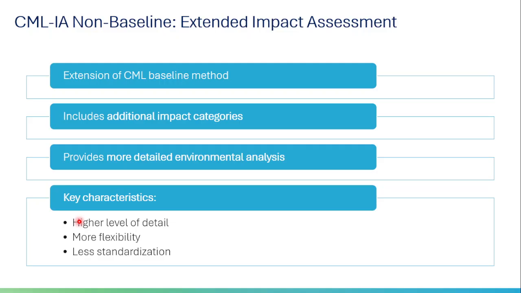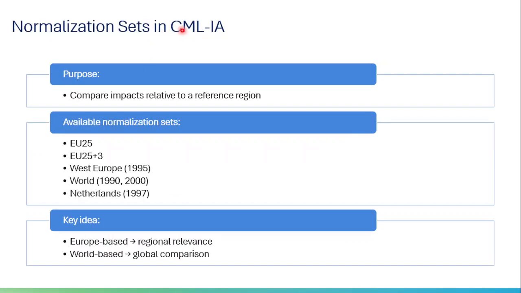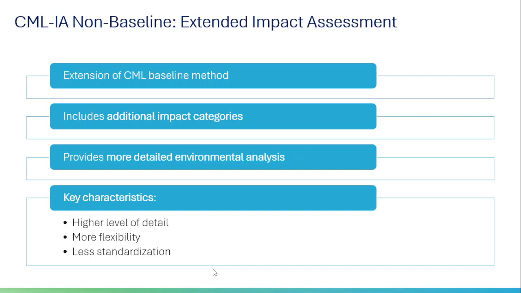The key characteristics of the CML non-baseline are that it has a higher level of detail, it is for a specific target, and it also has more flexibility. But in comparison with CML-IA baseline, it is less cost-effective.